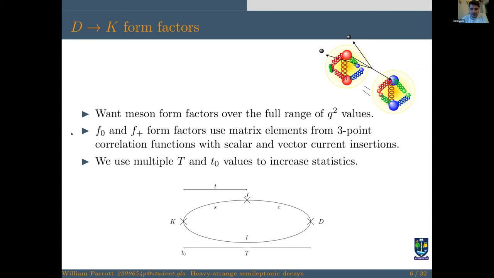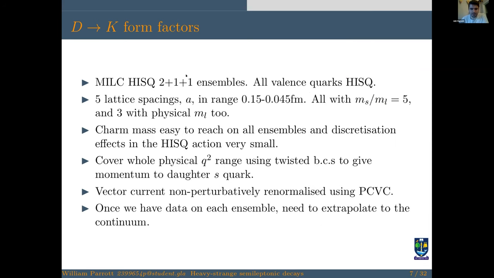Again, this slide is mainly for lattice people, just a bit of extra detail. We're using MILC HISQ 2+1+1 ensembles. It means all the valence and charm quarks are HISQ. We've got five different lattice spacings in this range. And on each spacing, we have an ensemble with the strange over the light mass equal to five. So it's a fifth of the strange, the light mass. And on the coarsest, we additionally have an ensemble with physical light quarks. So that's a total of eight ensembles there.